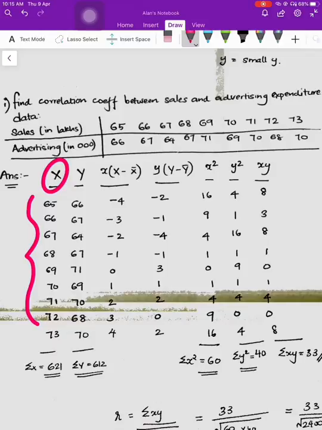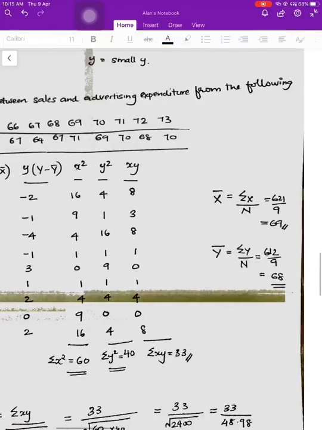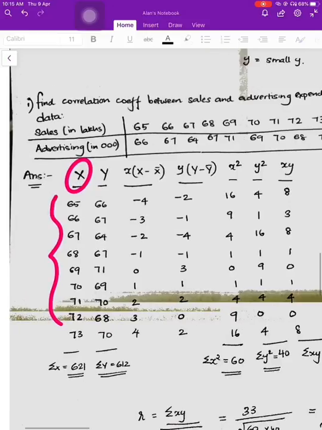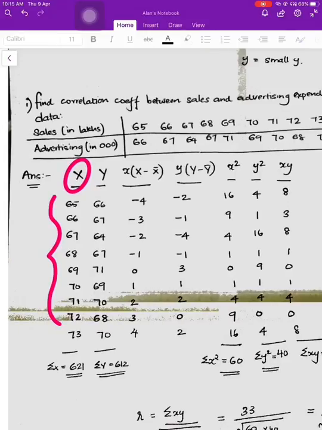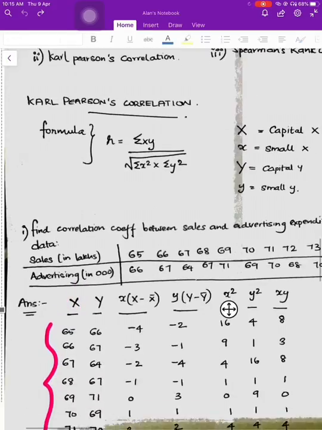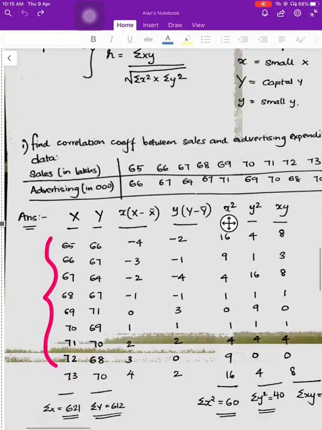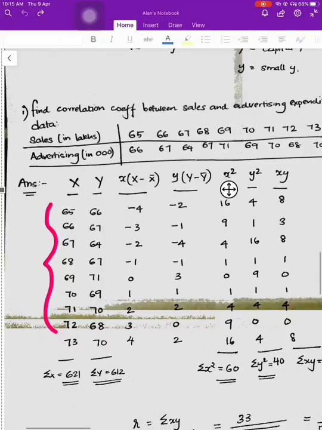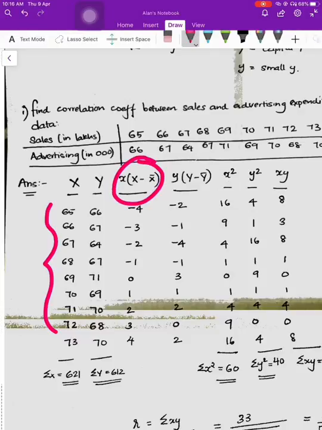X bar is already, we understood that as 69, right? So 65 minus 69, what is the value? Minus 4, right? Same way again, we have 69 minus 66. In the second case, that is minus 3, right? So again, same way, we will be just getting all the values of small x here. Okay, so now we got all the values of small x here.